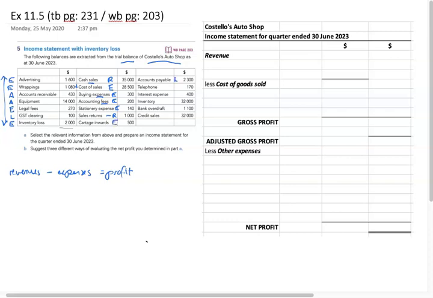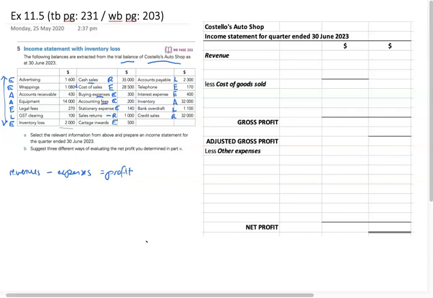Accounts payable a liability. Telephone an expense. Interest expense an expense. Inventory an asset. Bank overdraft a liability. We have negative cash in our bank account. And credit sales is revenue.